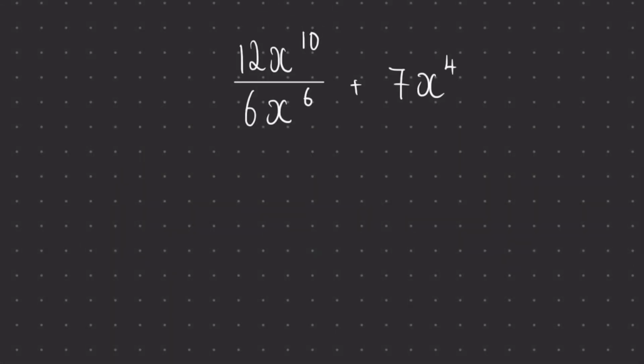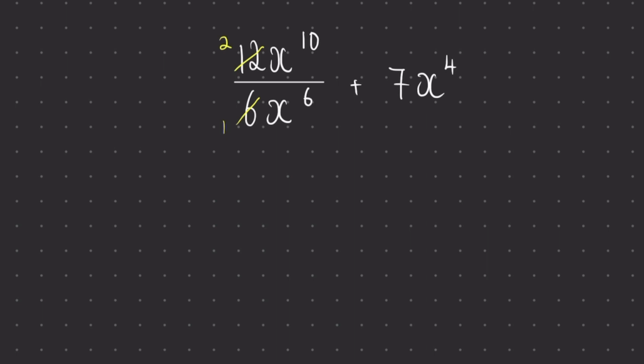Let's have a look at one final question. This question here is about as hard as a question might be without using negative or fractional indices. So in order to simplify this, we first need to spot that this fraction on the left-hand side can be simplified. We look at the 12 and the 6, remember we look at the coefficients first, we see that both can be divided by 6. Here would leave me with a 2, here would leave me with a 1.